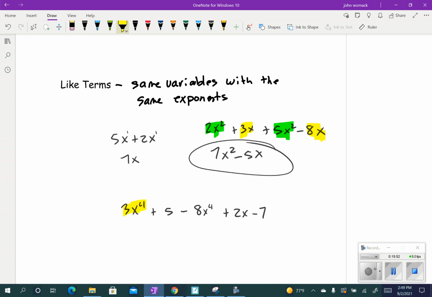Okay, so the like terms would be the 3x to the fourth minus 8x to the fourth. Make sure the sign goes with it. So I go 3 minus 8. That's negative 5x to the fourth. I'm going to do it in descending order. I'm going to do it in standard form.